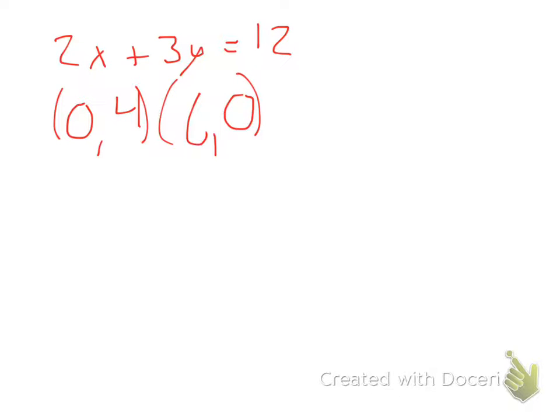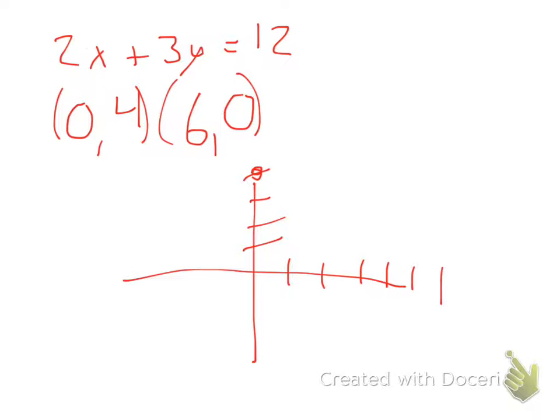It's a 6. And so here's the really cool thing about this. This is how easy they can be. 0, 1, 2, 3, 4, put a dot. 6, 1, 2, 3, 4, 5, 6, put a dot. And then connect them. And you now have the equation in standard form graphed. So finding your x and y intercepts is the best thing to do when you're given standard form. If I'm given slope-intercept form, I'm going to put the intercept and then move the slope.